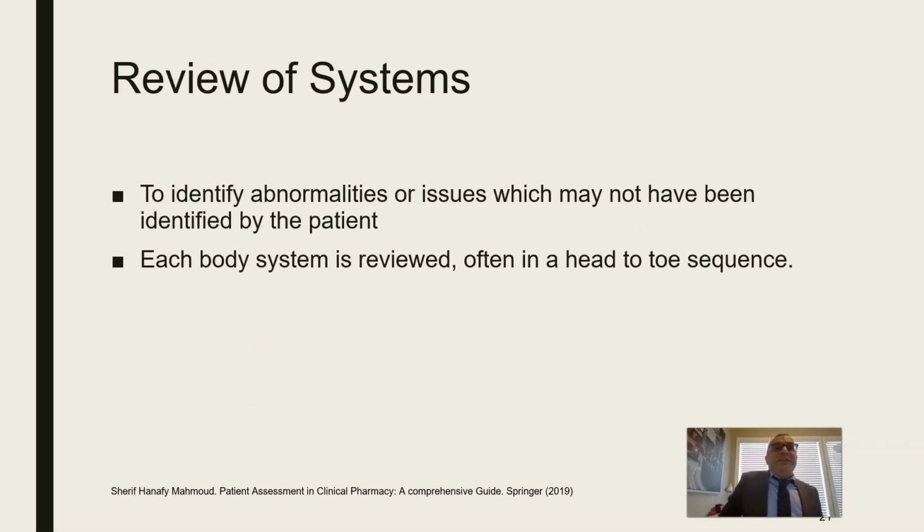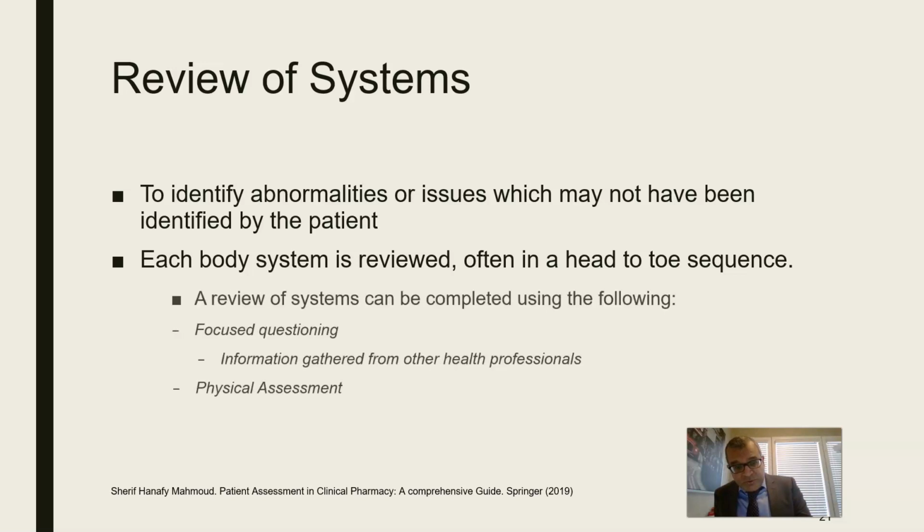Okay, after collecting these pieces, you can do a review of systems, and this is to identify abnormalities or issues which may not have been identified by the patient. Each body system is reviewed, often in a head-to-toe sequence. And depending on what type of history you're taking, a focused history versus comprehensive, you might not ask all of these questions, you might not actually check all of them.